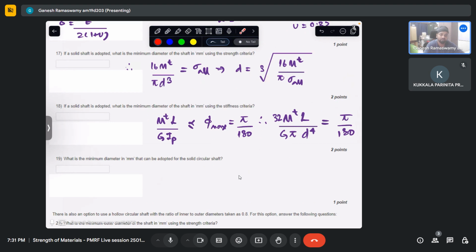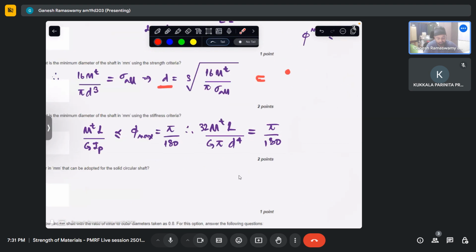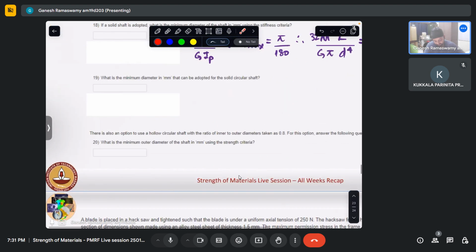If, let us say, d from here comes out to be 50 mm, for example, and d from here comes out to be 100 mm, we should adopt the maximum out of this. Because if we were to adopt the minimum, the other criteria will anyway not hold, because we have a direct dependence on that. So this will be the maximum diameter.